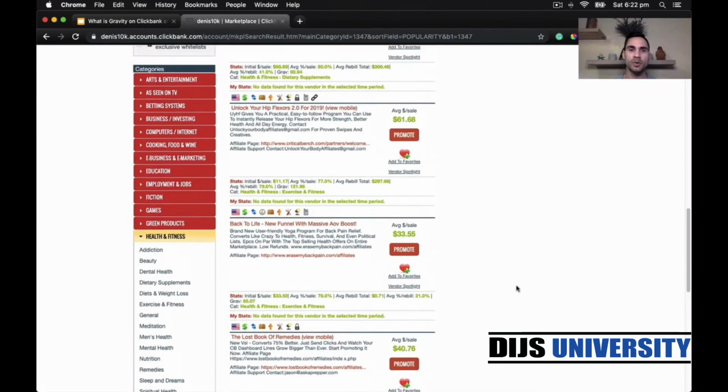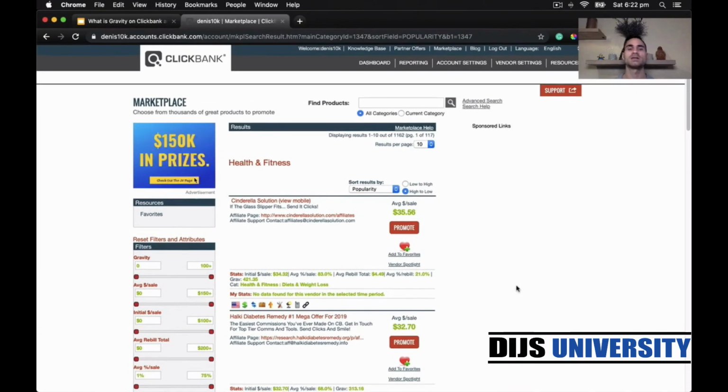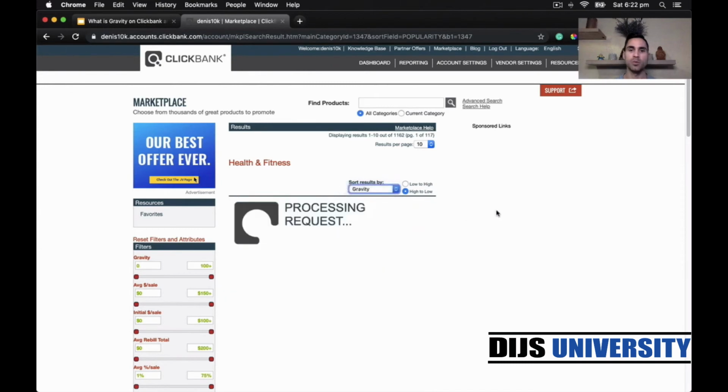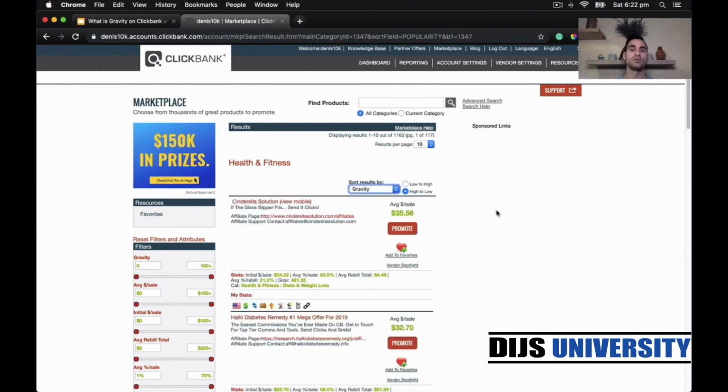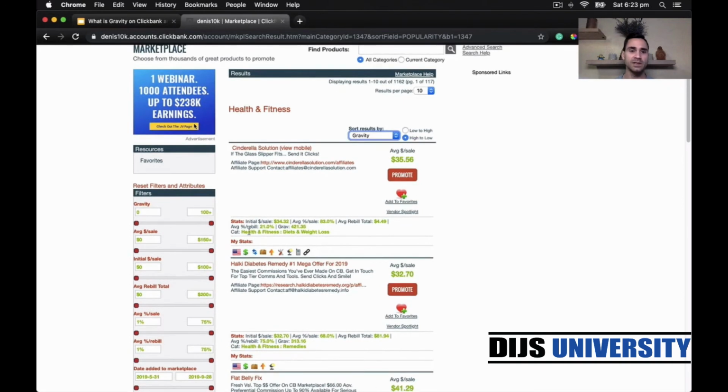But let's go to the top, and I just want to show you how you're gonna actually search your products by gravity. You're gonna go here, where it says sort results by, click it and choose gravity, and it's gonna populate the products from top to bottom, which means that the top product is selling the most within this category, health and fitness. So this is Cinderella Solution, and this product has a gravity of 421, which is pretty good.